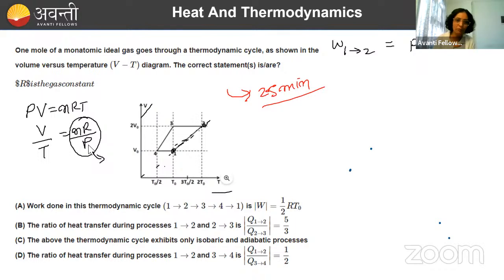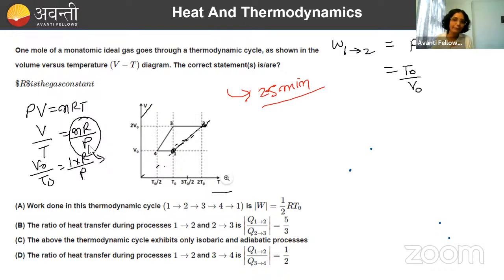The pressure at 1 will be the same as at 2. So calculate pressure at any one point. Suppose at point 1, temperature is T naught and volume is V naught, mole 1 into R by P. So the value of P is T naught R by V naught. Let me write it like this.